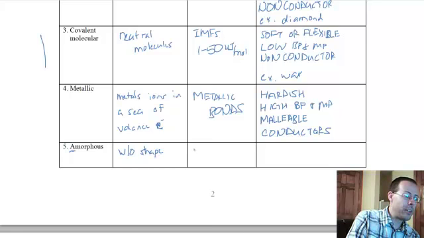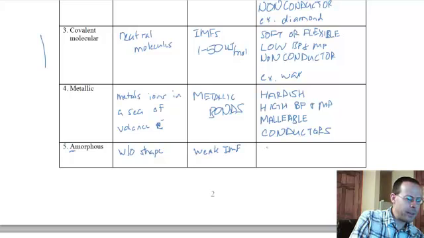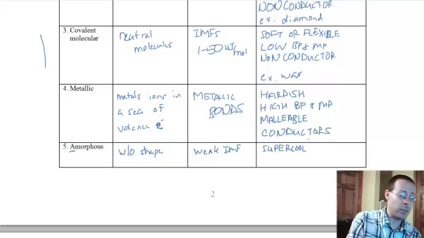And these are things with really weak IMFs. So they have intermolecular forces, but they're really, really weak. And typically these things are supercooled liquids, with no specific melting or boiling points.